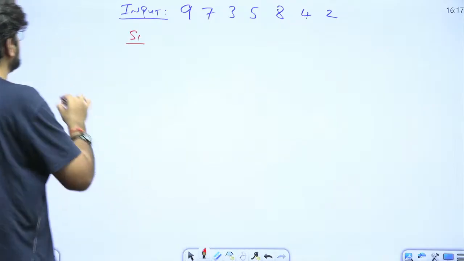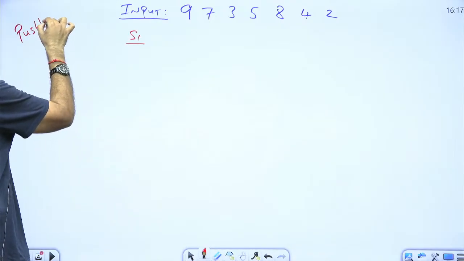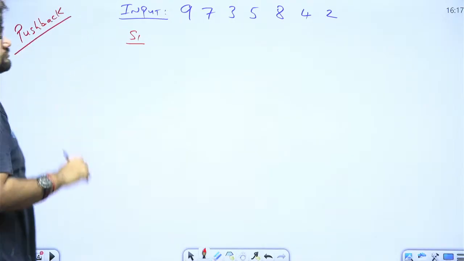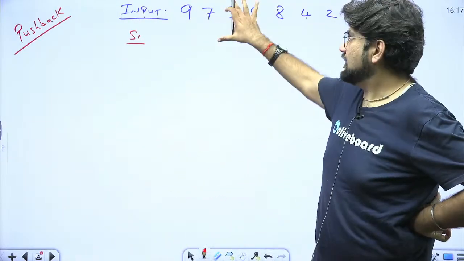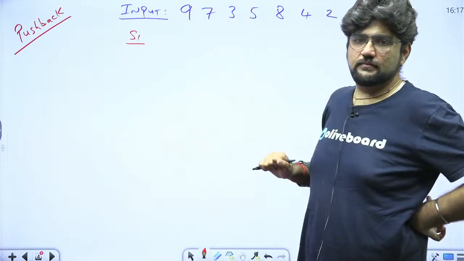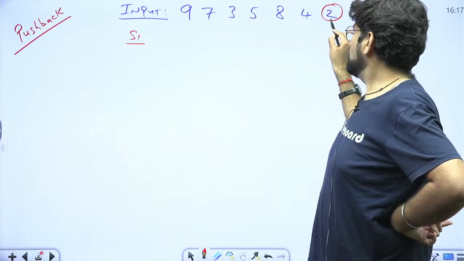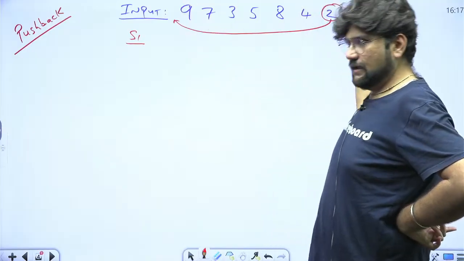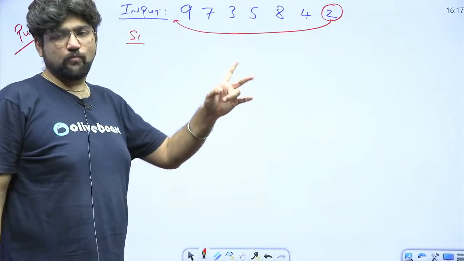So, we will first understand what is a pushback mechanism. If I want to arrange them in ascending order, what should be the first number? The lowest number. What is the lowest number here? It is 2. So, this 2 will come here before 9 and it will push the rest of them behind. This is pushback.